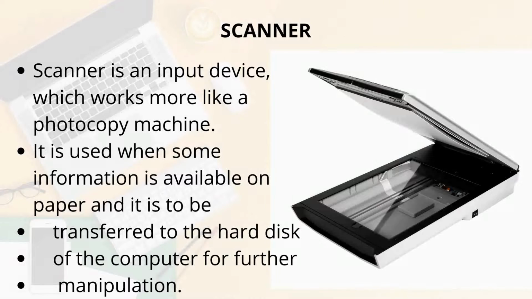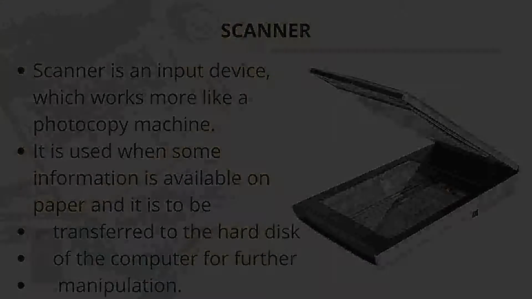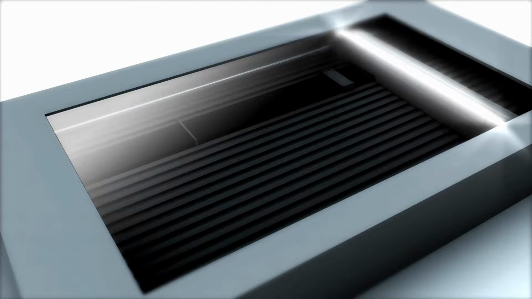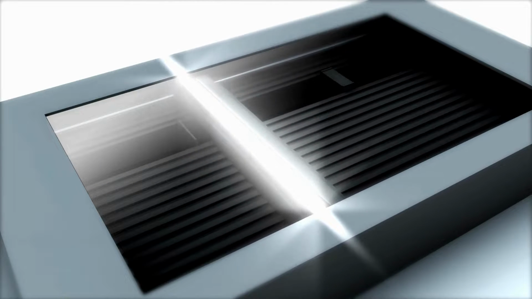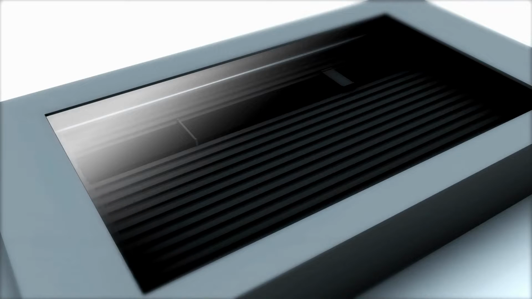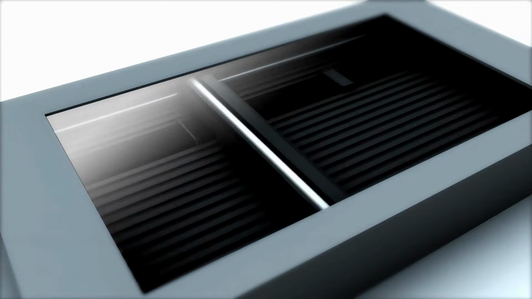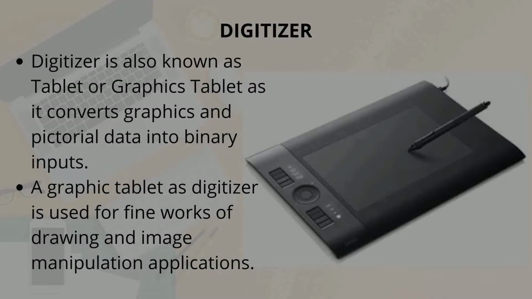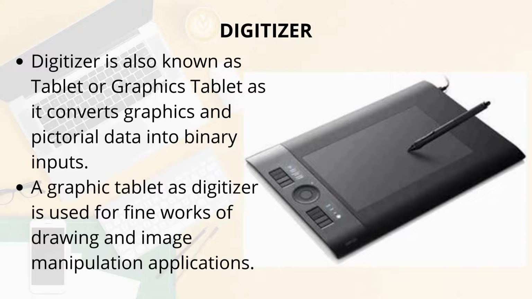Scanner. Scanner is an input device, which works more like a photocopy machine. It is used when some information is available on paper and it is to be transferred to the hard disk of the computer for further manipulation. Digitizer is also known as tablet or graphics tablet as it converts graphics and pictorial data into binary inputs. A graphic tablet as digitizer is used for fine works of drawing and image manipulation applications.